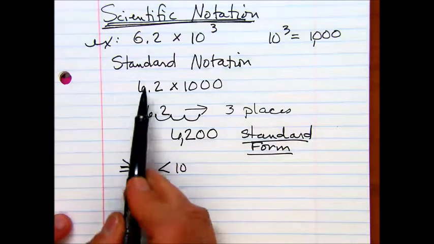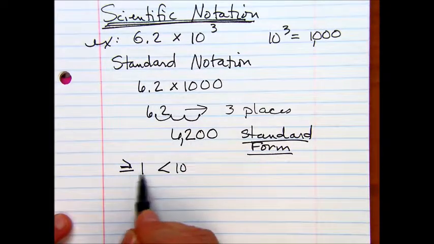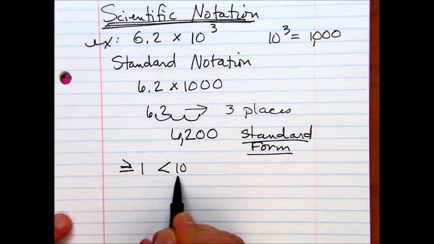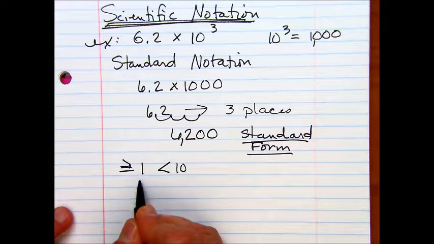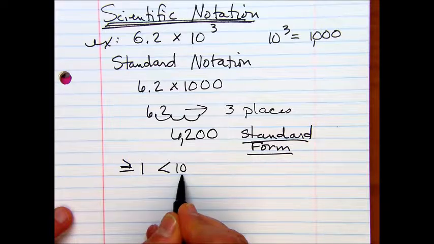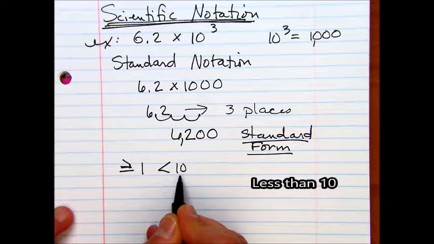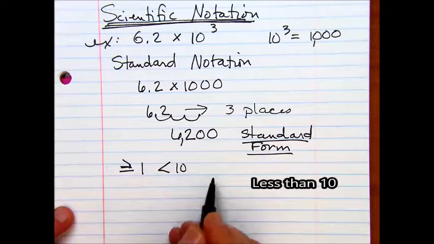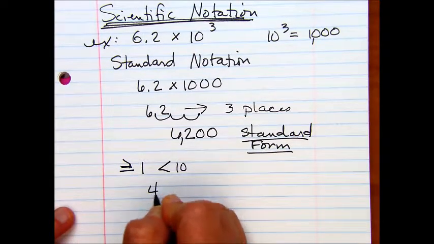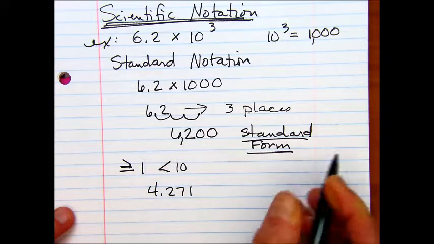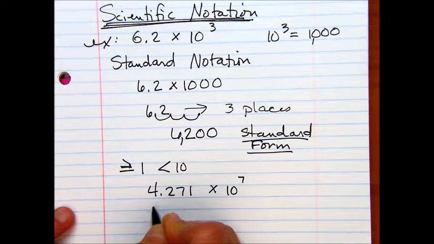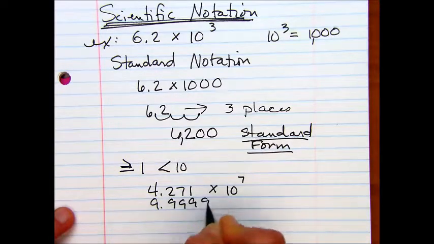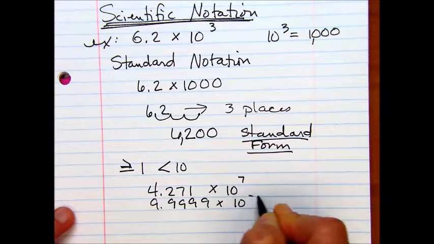So, here we have 6.2, that's greater than 1, but it's also less than 10. So basically we're going to have a number between 1, including 1, and anything less than 10. So it could be 9.9, and it would still count, but it just can't be 10. So it could be 4.271 times 10 to, say, the 7th, or 9.9999 times 10 to the negative 3rd.